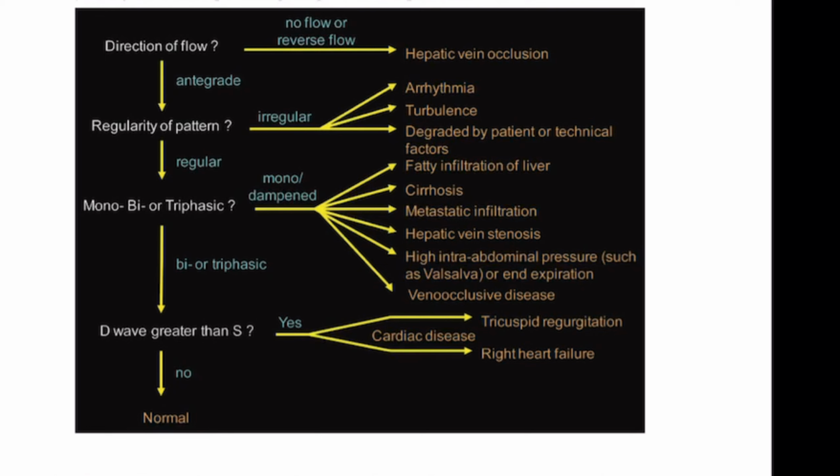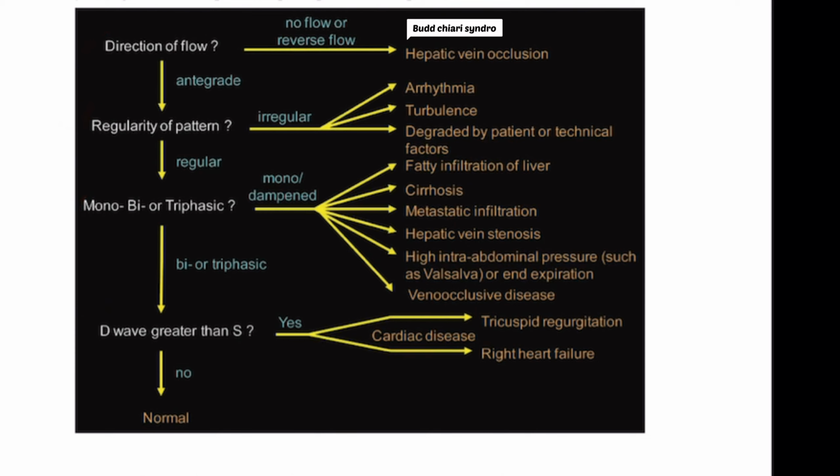Now we will see the algorithm for the systematic evaluation of the hepatic vein waveform. In this systematic evaluation, we look at 4 factors: direction of the flow, regularity of the pattern, phasicity of the waveform, and comparison of the D wave with the S wave. First, the direction of the flow.